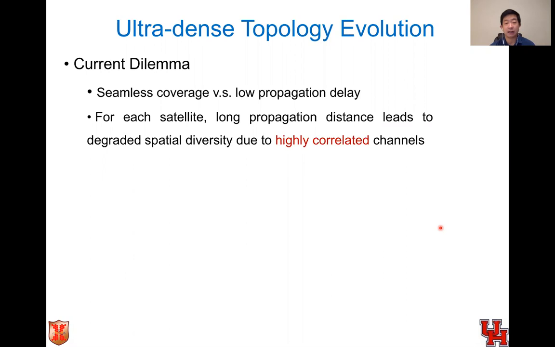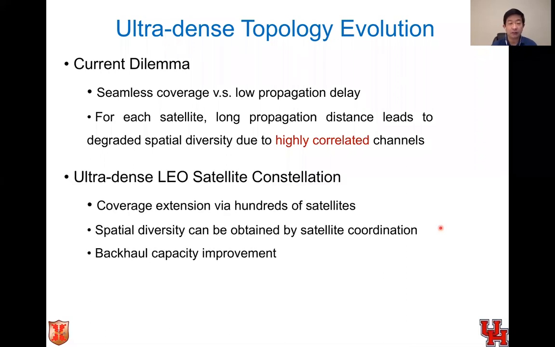And for each satellite, long propagation distance leads to a degree of spatial diversity due to the higher correlated channel. And the ultra-dense LEO satellite constellation and the coverage extension via hundreds of satellites. So that's the reason this Elon Musk wants to send dozens of thousands of satellites to the sky. Because if they put the ultra-dense LEO satellite constellation, the coverage extension via hundreds of satellites, and then they can have many spatial diversity by obtaining the satellite coordination.